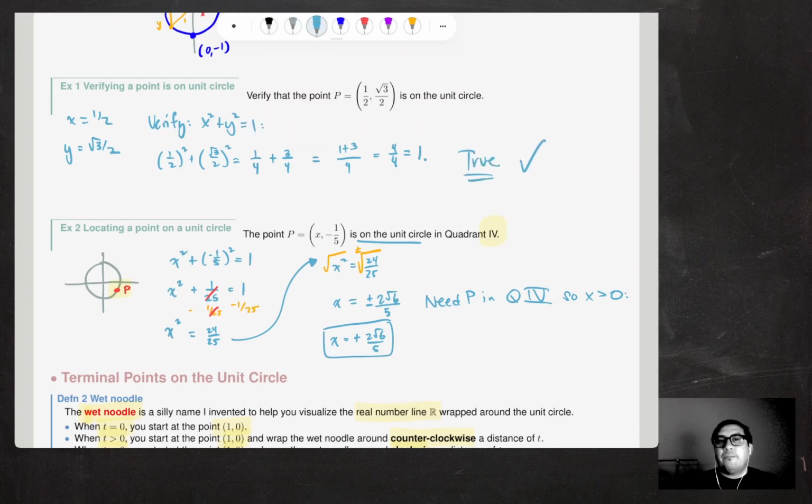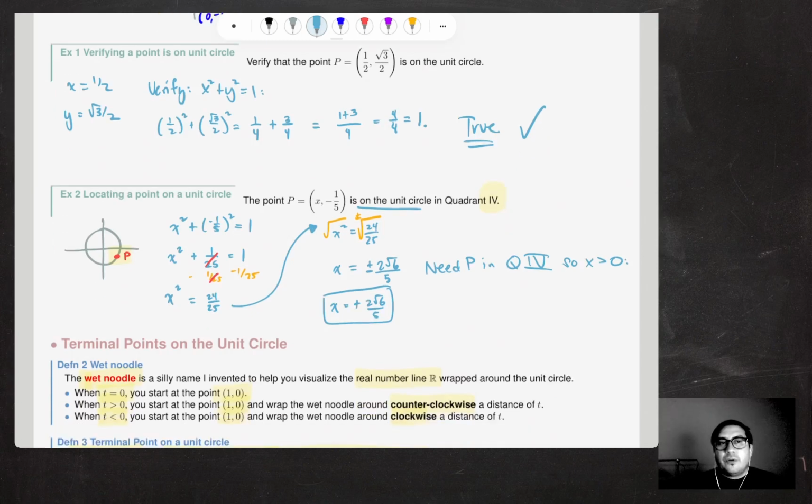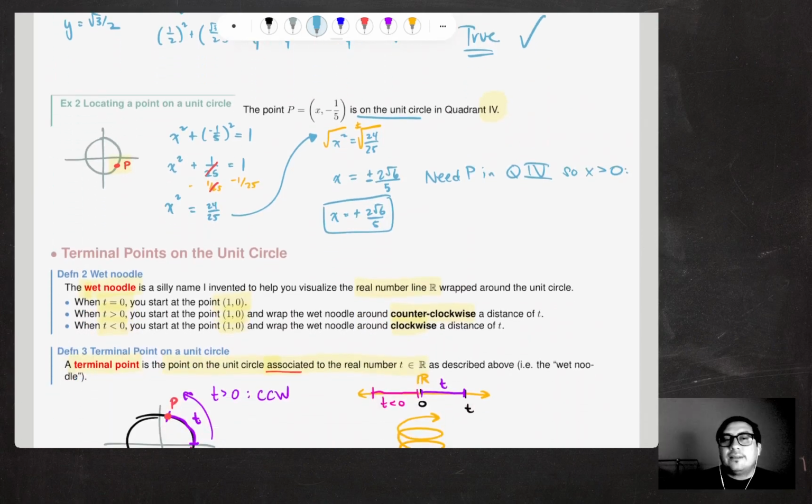Check mark. Okay. This next point, x comma negative 1/5, we don't know the x-coordinate, but we are told that it is on the unit circle, and it's also in quadrant 4. So quadrant 4 is this zone over here. Quadrant 1 starts up here. Quadrant 2 is here. Quadrant 3 and quadrant 4.